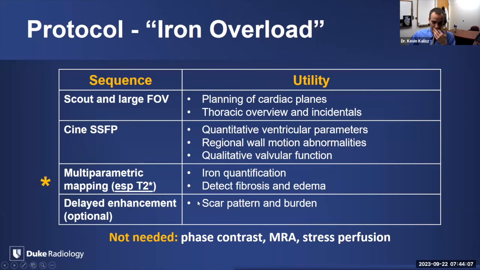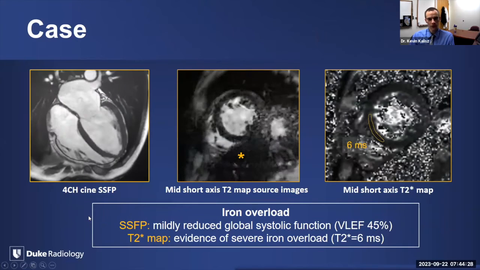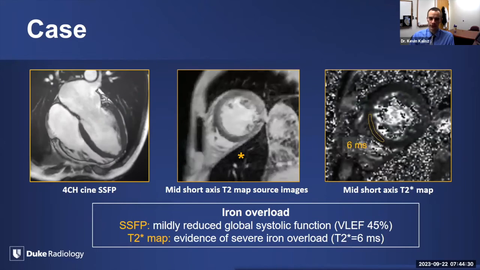Sometimes here at our institution, if that's really all they want to know, these scans are ordered without contrast, because T2 star assessment does not require contrast. But if they want a comprehensive cardiac MR to look for scar for other reasons, certainly we can do these exams with contrast, which is why I listed it as optional here. So what does iron overload cardiomyopathy look like?